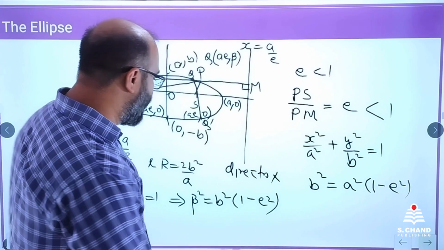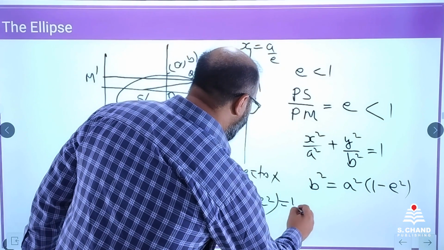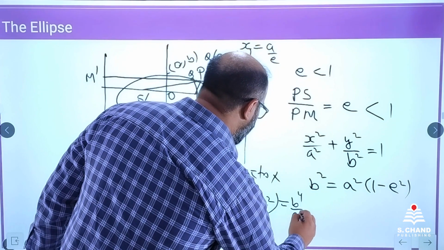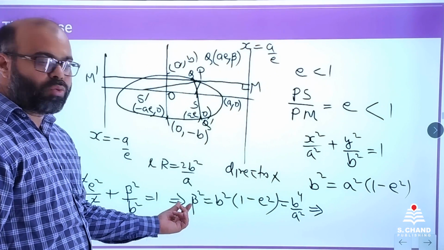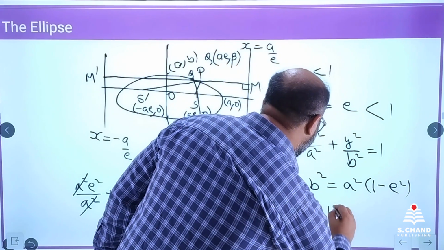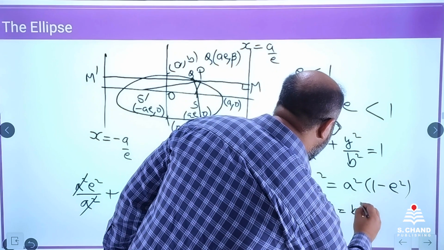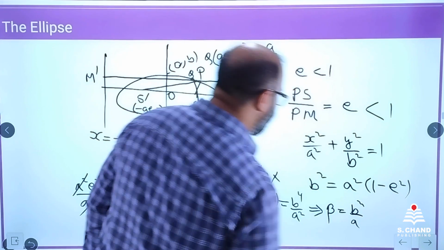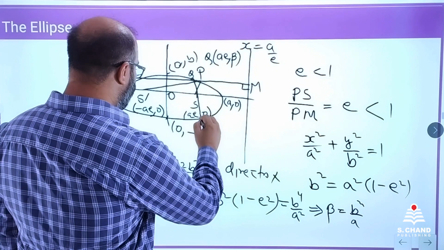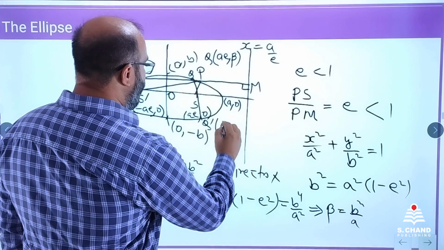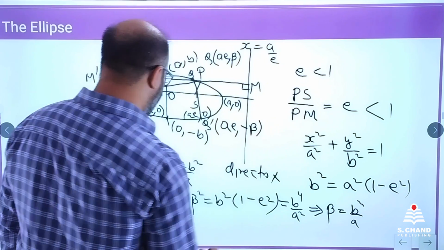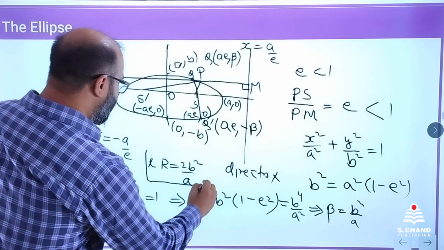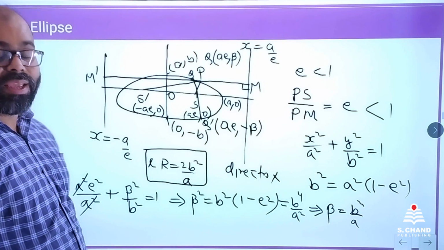Now what is 1 minus e square? It is b square by a square. So this will become b to the power 4 by a square. What it means is that beta is equal to b square by a, and it is plus minus both. So basically if we take this endpoint, this is (ae, minus beta), which is minus b square by a. So the total length of the latus rectum is 2b square by a here.